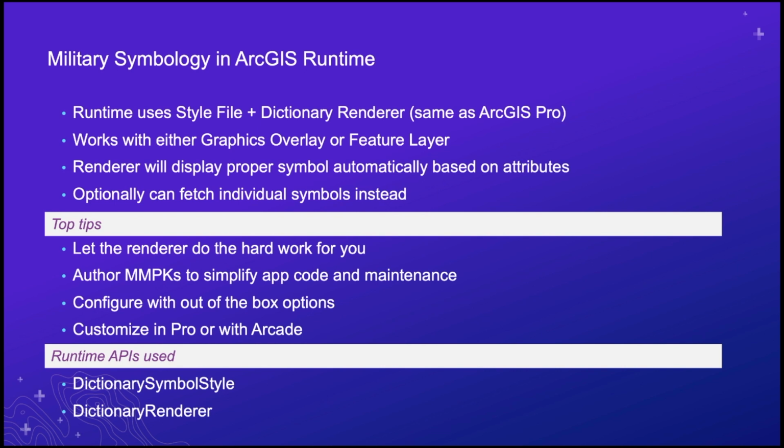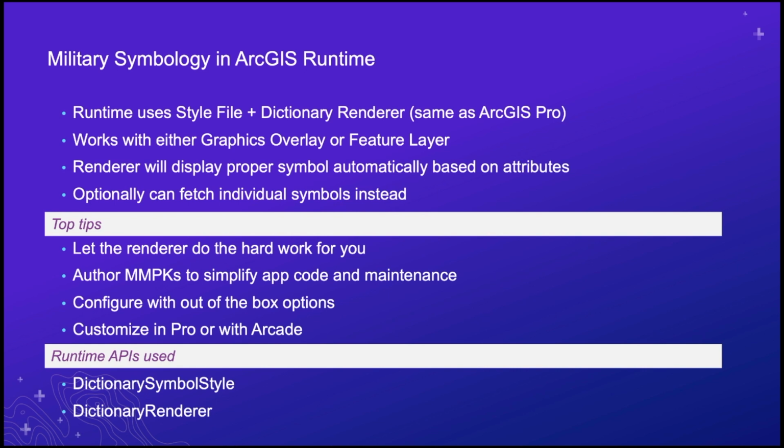If you prefer, you can optionally fetch symbols directly from the style file instead. This will allow you to pass in key value pairs and get back a symbol instance, which you can then use to display on a graphic. Some of the top tips are that you should let the renderer do the hard work for you. While you can fetch symbols individually, it's much easier to format your data properly and let the renderer do the hard work for you. Another top tip is to author mobile map packages. This will simplify your app code and maintenance as well. Mobile map packages fully support the dictionary renderer, so you can simply author the data in Pro and it will look the same in Runtime.